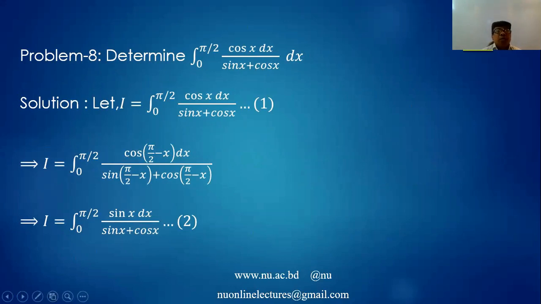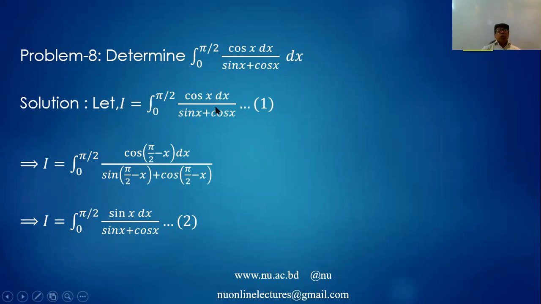Okay. Determine the integral from 0 to pi by 2 of cos x divided by sin x plus cos x, dx. My dear students, here the dx should be omitted. Take it easy. Okay, let this be I for problem number one.